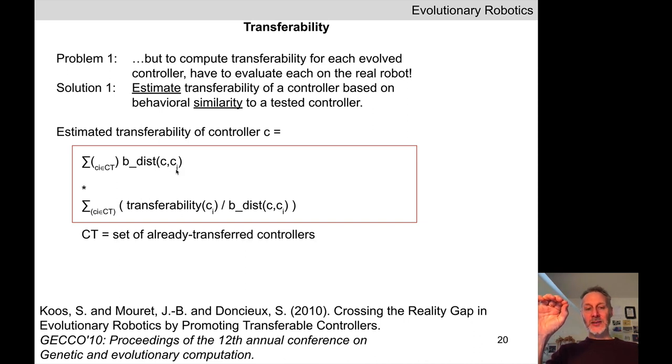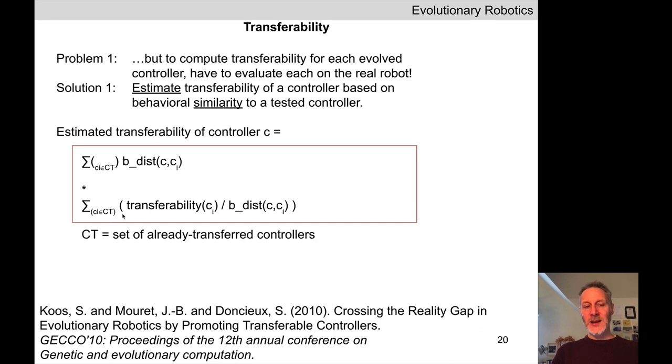And we also know how C sub I, the one that we sent to reality, causes the virtual robot to move. So we can compute the behavioral distance between C and C sub I. And we're going to sum up these behavioral distances over all the ones that we've sent to reality, which at the moment is only one. We're going to actually take a weighted sum.